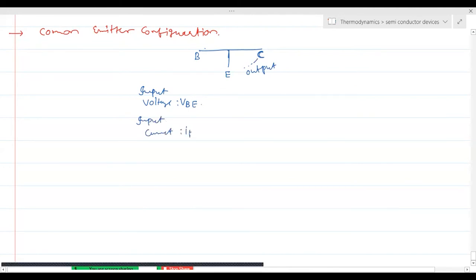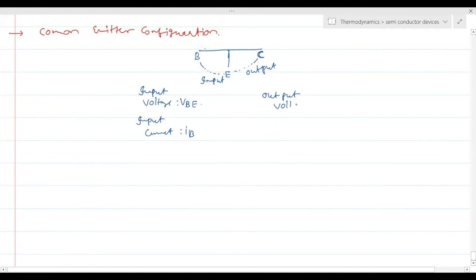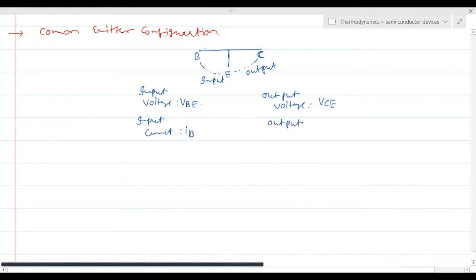Input current is IB. And if you think of output voltage, the output voltage is measured between C and E, so we will write VCE. And when we think of output current, that will be IC.